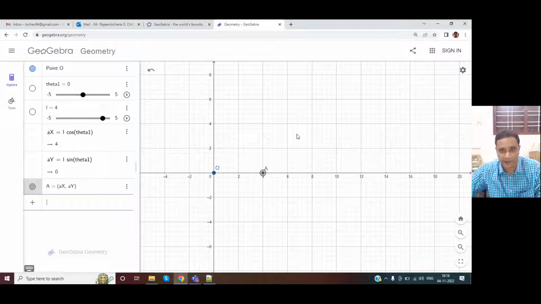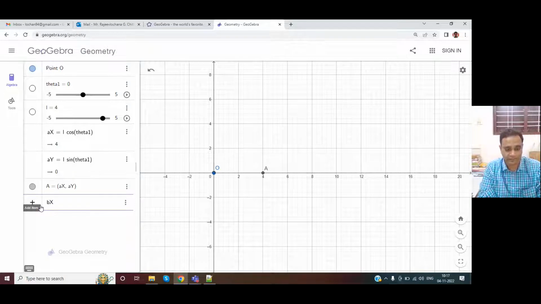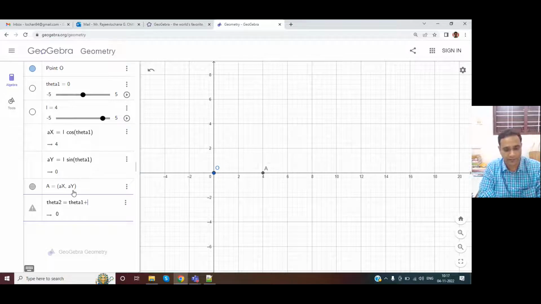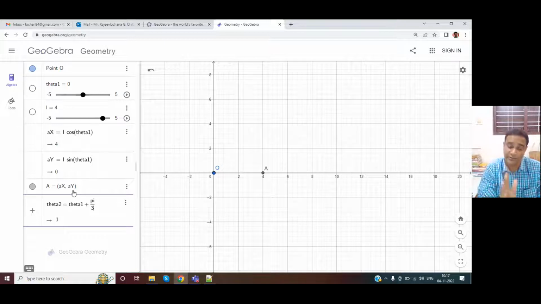Now point B will be somewhere there. And since it is a hexagon, the angle here will be 60 degrees. Okay. So we need BX, which is AX plus L. Oh, sorry. Now I need the angle that is 60 degrees. So we'll start using theta2. Theta2 is equal to theta1 plus pi by 3. Okay. So theta2 is dependent on theta1.